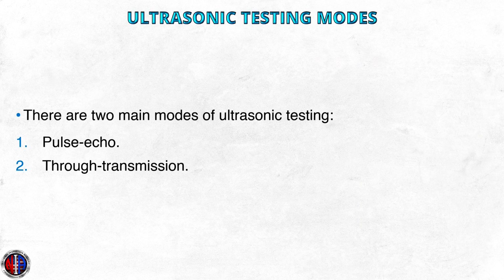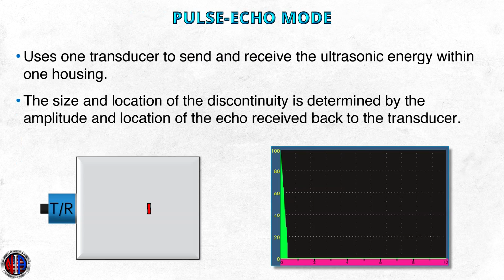Ultrasonic testing modes. There are two main ultrasonic testing modes: pulse echo and through transmission. Pulse echo mode. The pulse echo mode uses one transducer to send and receive the ultrasonic energy within one housing. The size and location of the discontinuity is determined by the amplitude and location of the echo received back to the transducer.